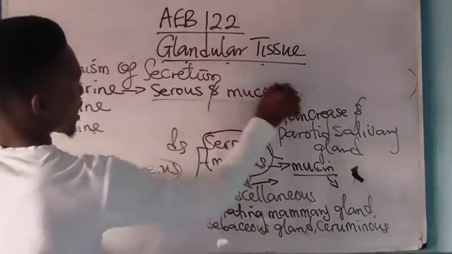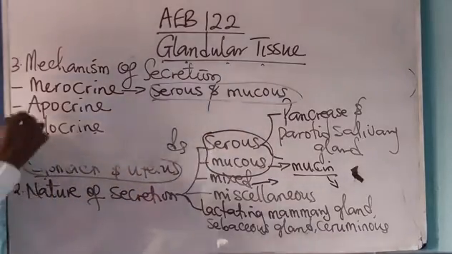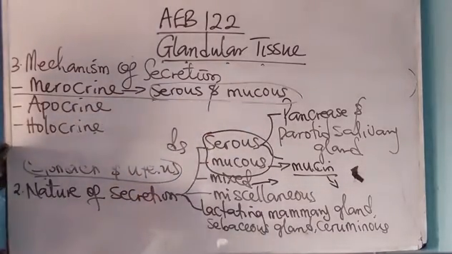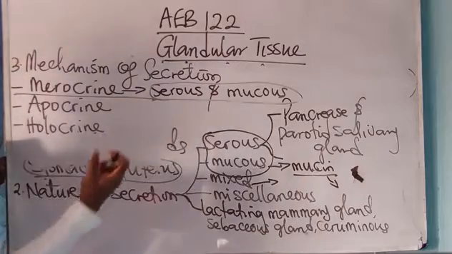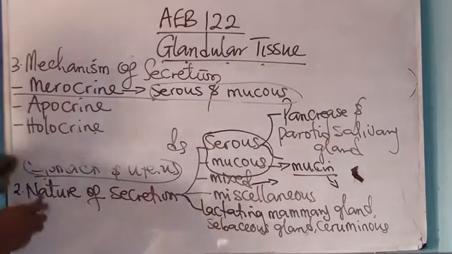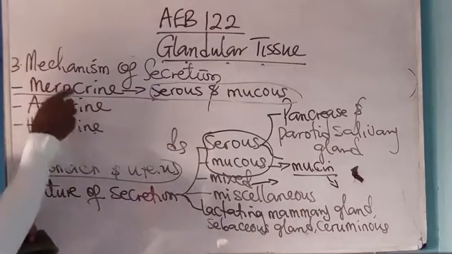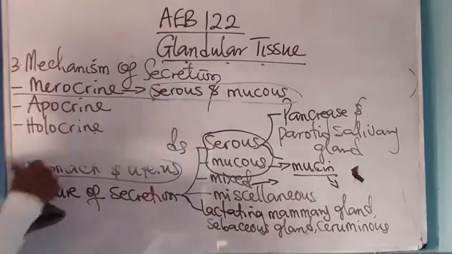mucous glands. Serous and mucous glands are examples of what? Merocrine glands. So the serous and the mucin produced by these glands are under merocrine, and it is the most common type of gland that is under the mechanism of secretion.